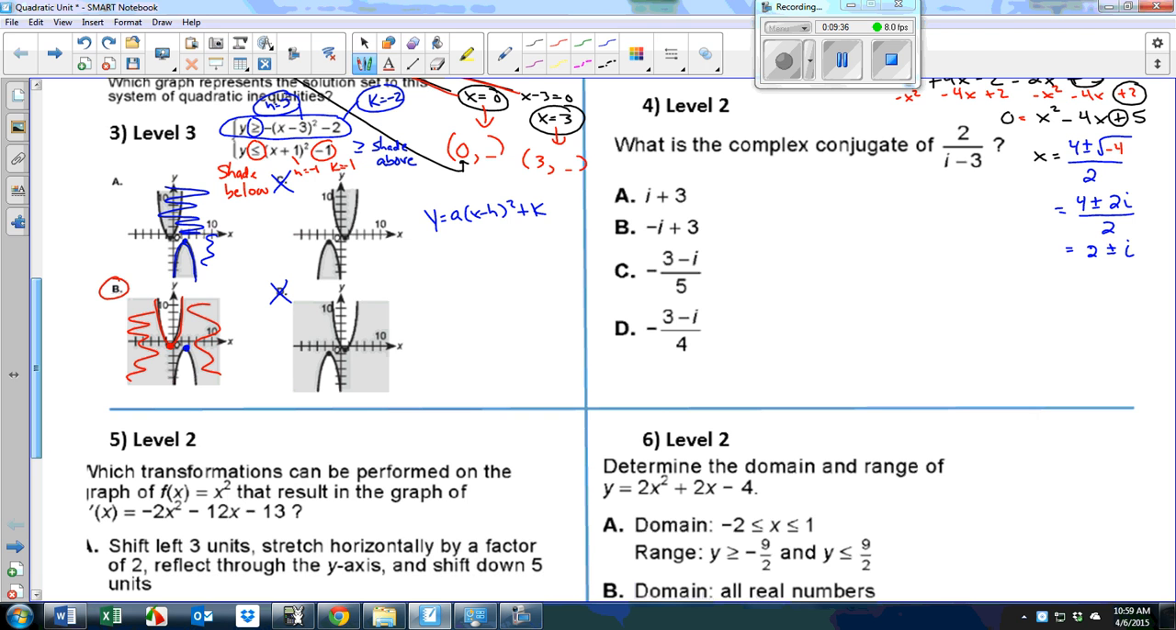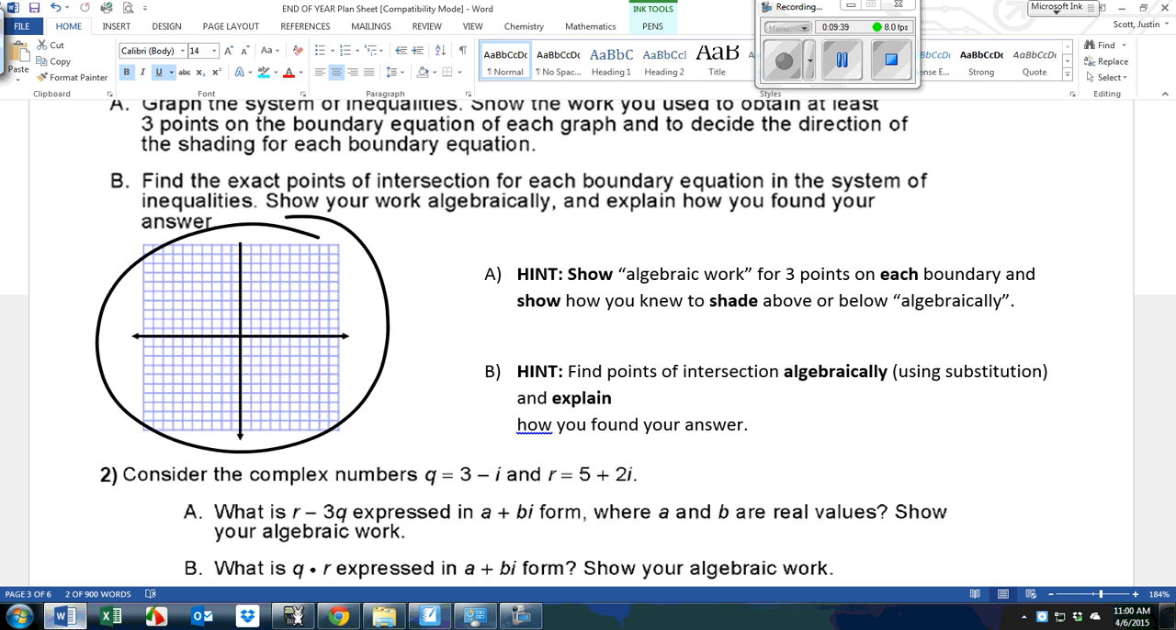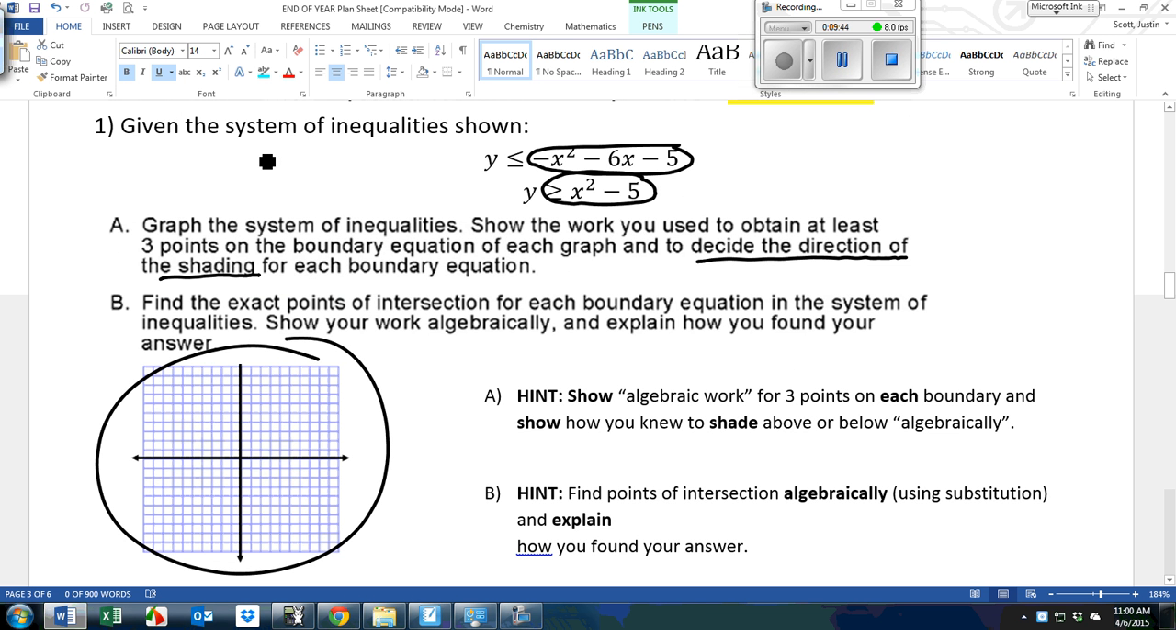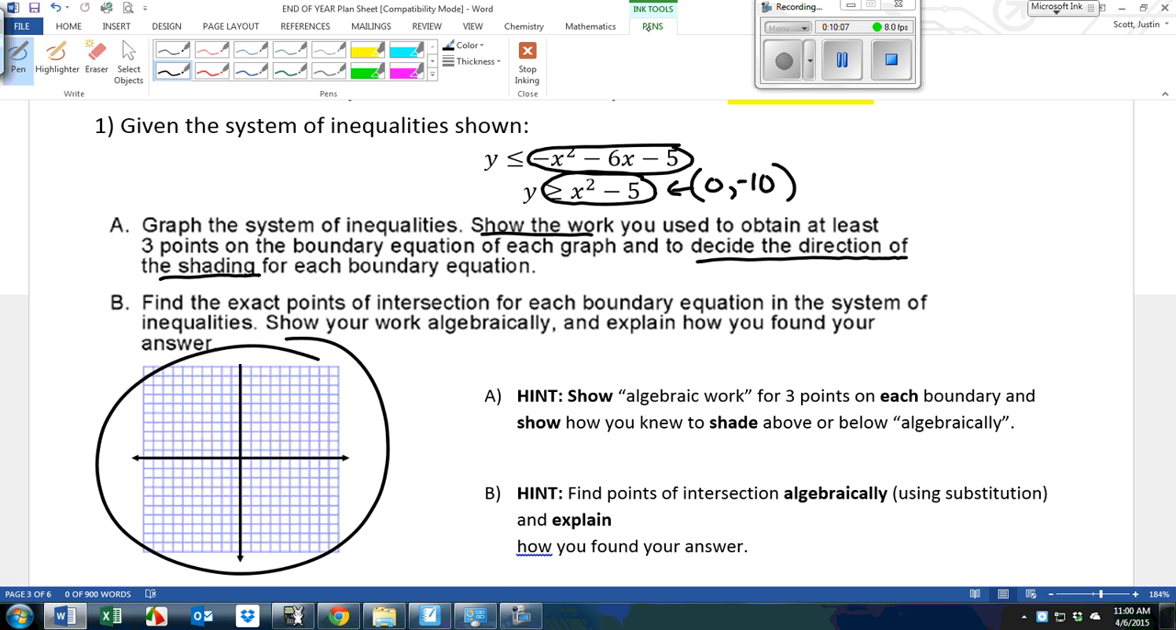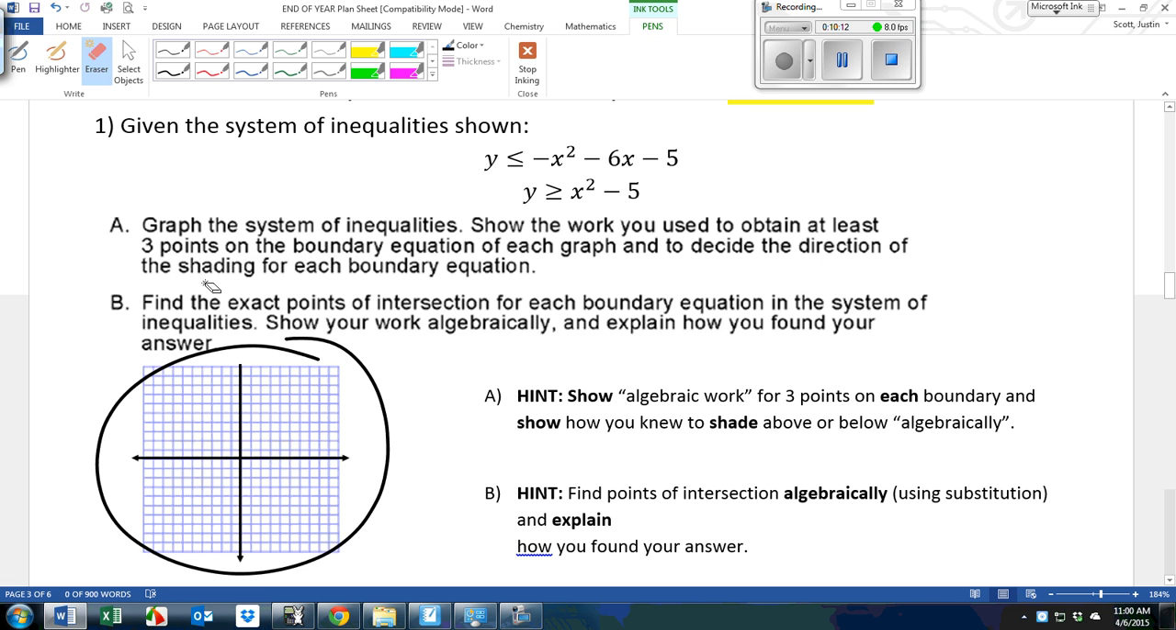But what's tricky about the constructed response is you have to decide the direction of shading, and you have to show that work algebraically. You have to show the work to decide that direction. So you'll have to show it algebraically like we did when we first started this by plugging in a point, 0, negative 10, to prove that you can shade that side or not that side. I can help more with this when I get back if you need a reminder of how that actually works. But now you can remember where to shade based on what we talked about: shade above, shade below. So that video basically covers the first constructed response.